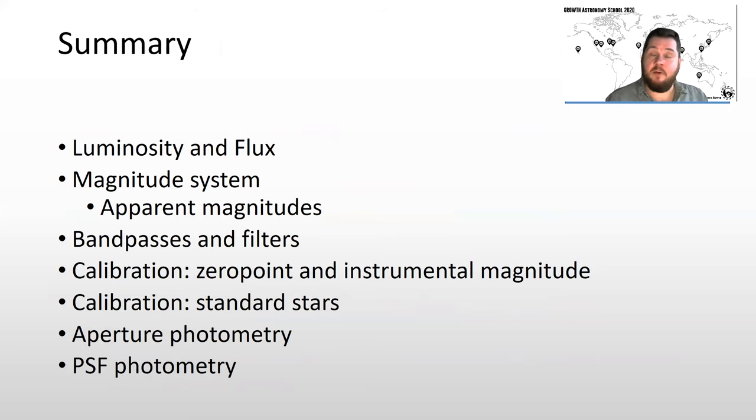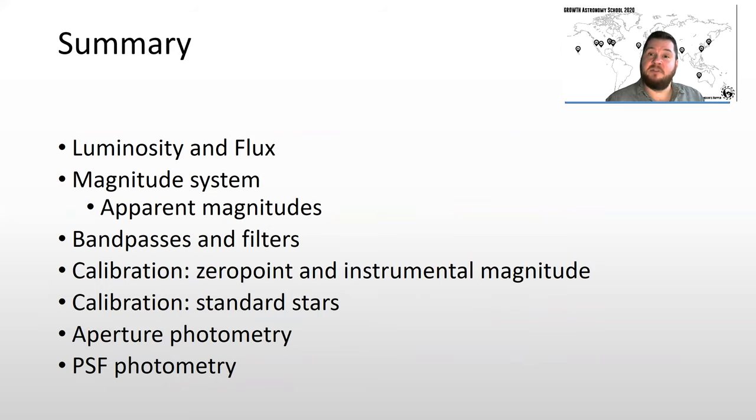So I'm briefly going to summarize what I've talked about in this lecture. I talked initially about luminosity and flux, the definitions of those two. I introduced the magnitude system, the history of the magnitude system and why we use it. And I've talked about apparent magnitudes. Now, if you're familiar with the magnitude system, you'll be aware that I've not discussed absolute magnitudes.